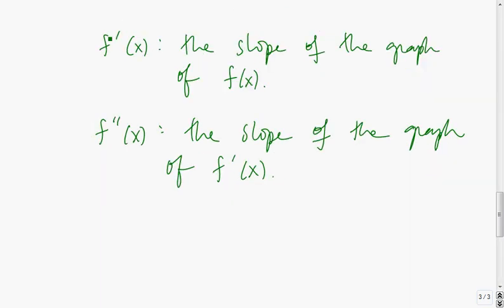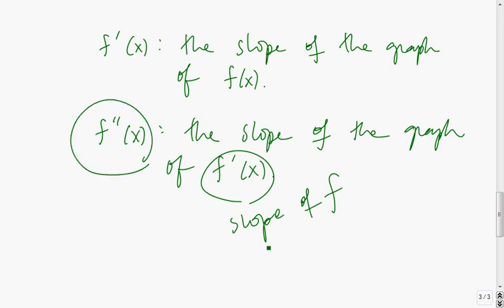At the beginning of the video, I reminded you that f prime of x gives you the slope of the graph of f of x. Therefore, f double prime of x gives you the slope of the graph of f prime of x. So in a way, it's telling you how the slope of f changes.